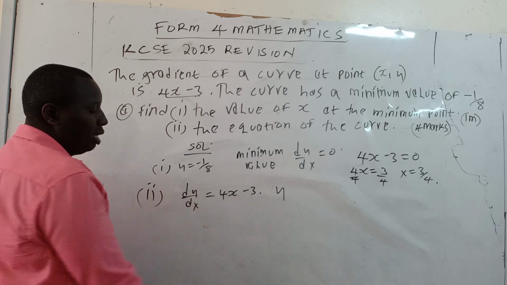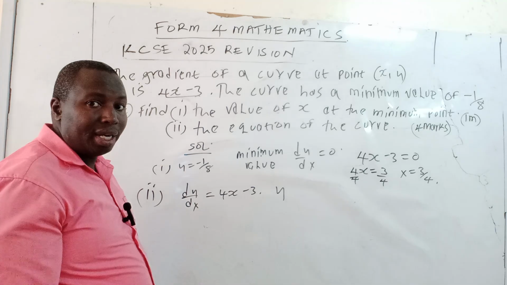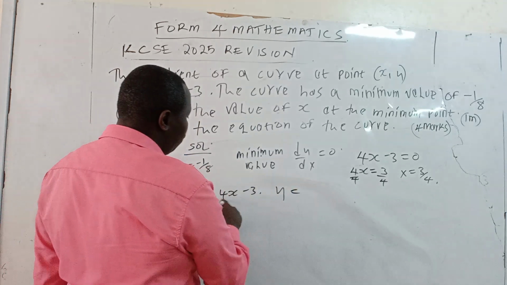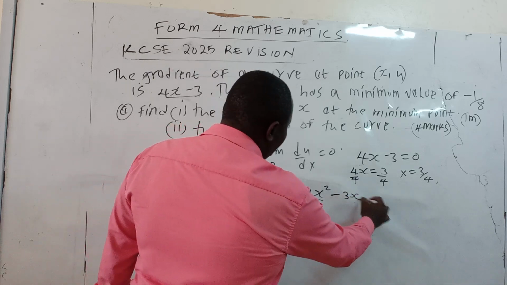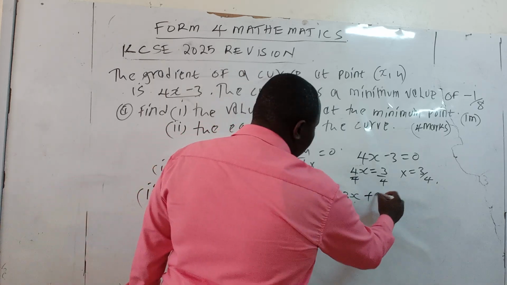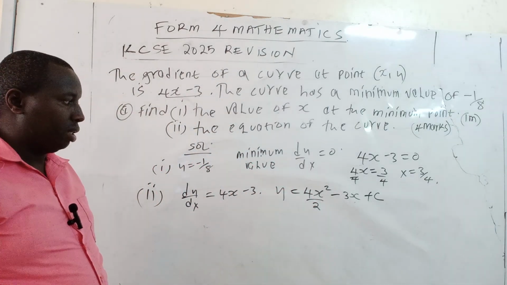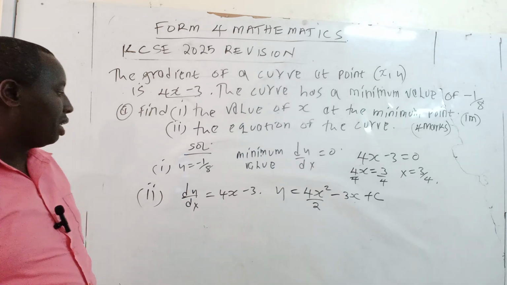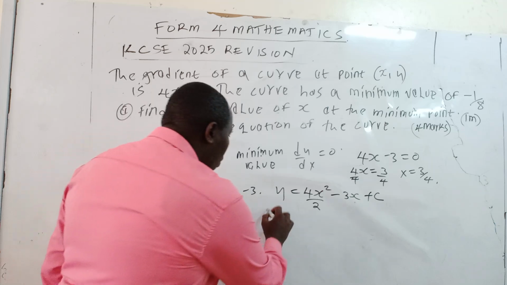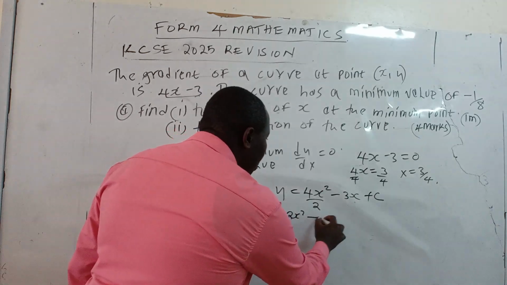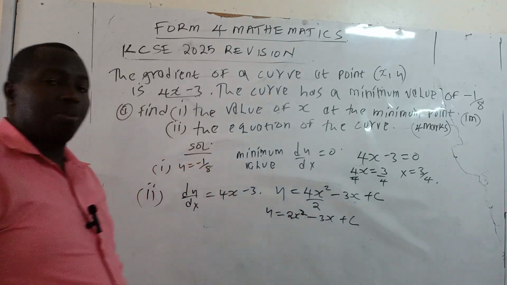So 4x minus 3. When you integrate, the power of x increases by 1, then you divide by the new power. So it becomes 4x squared over 2 minus 3x, then you introduce an arbitrary constant, plus c. So y is equal to 4x squared over 2 minus 3x plus c. Therefore, y equals 2x squared minus 3x plus c.